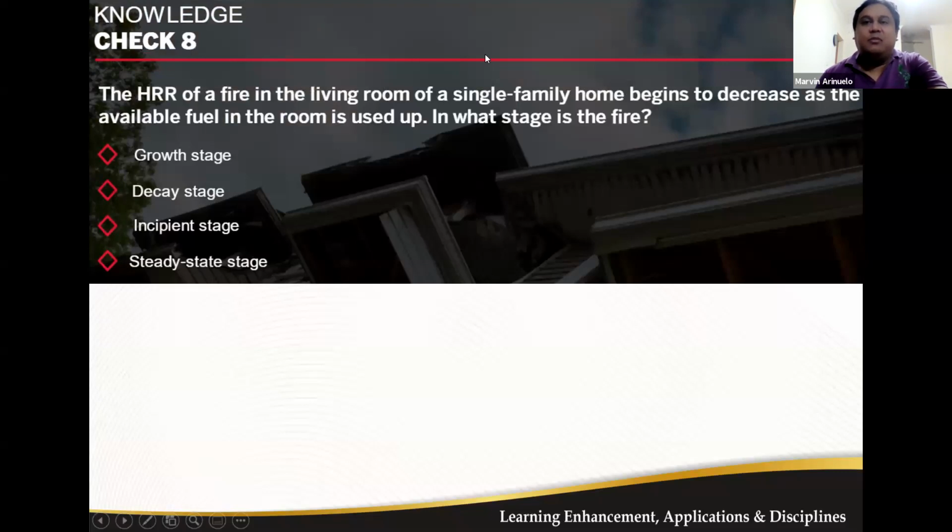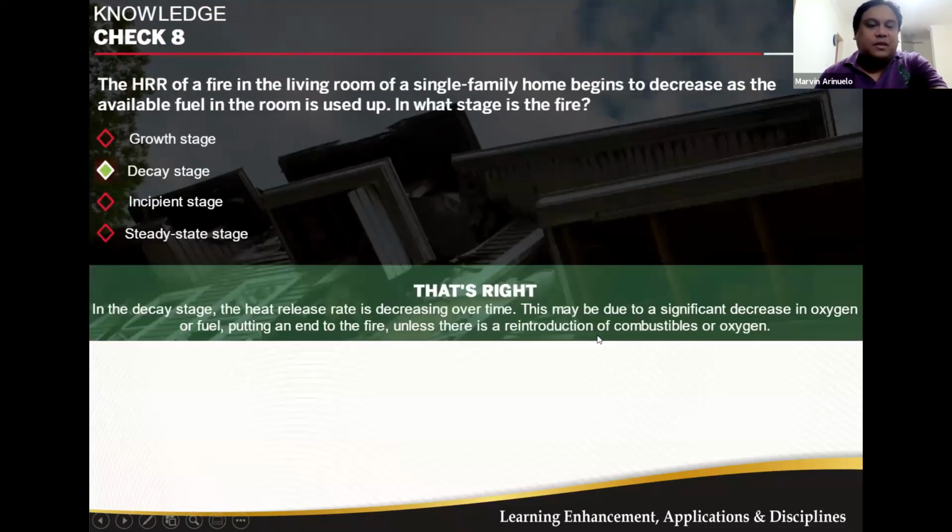Okay, thank you, Mr. Brian. That's right. In the decay stage, the heat release rate is decreasing over time due to a significant decrease in oxygen or fuel, putting an end to the fire unless there is a reintroduction of combustible or oxygen.